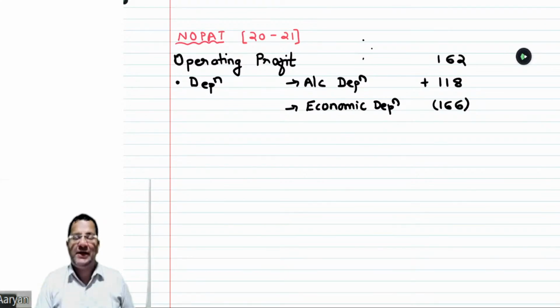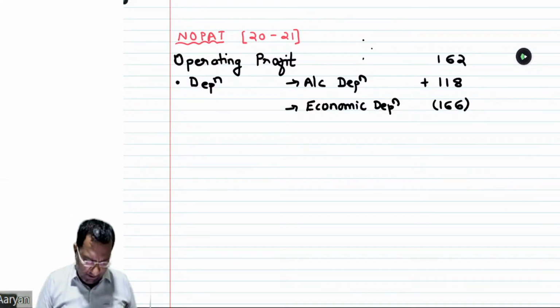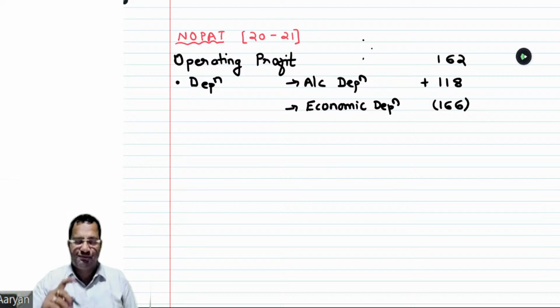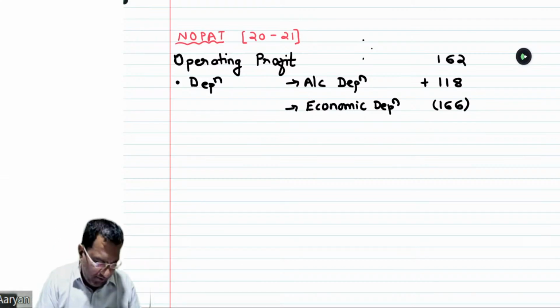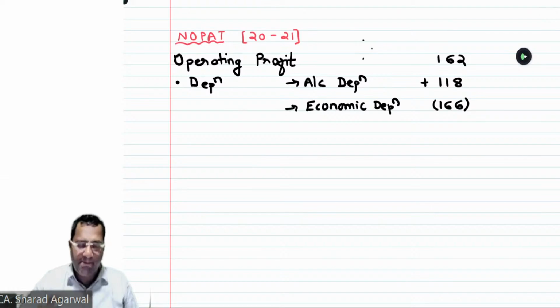So we are at economic depreciation. I asked you a question. What if the 1920 economic depreciation is also given? What will be the impact of that economic depreciation of 1920? Suppose the amount of economic depreciation is 125 crore. Answer me, beta. What will be the impact on NOPAT?